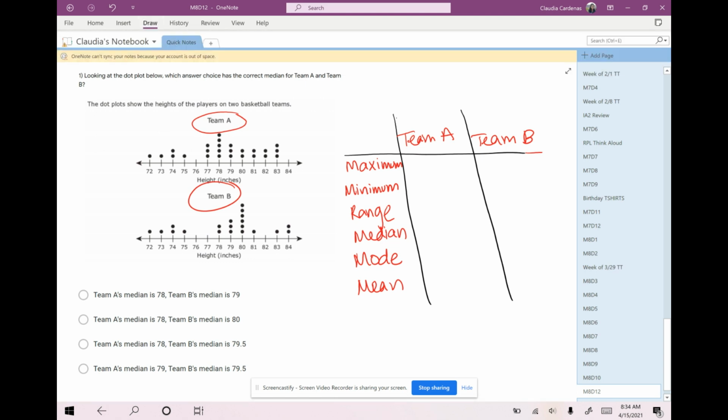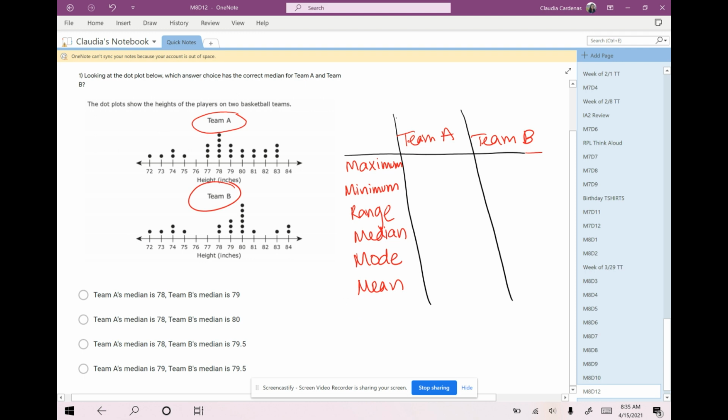So with dot plots, we will always look for these 6 things because we can see answer choices that include all 6: the maximum, the minimum, the range, the median, the mode, and the mean. Whereas with box plots, this part right here changes, but we'll talk about that a little bit later.